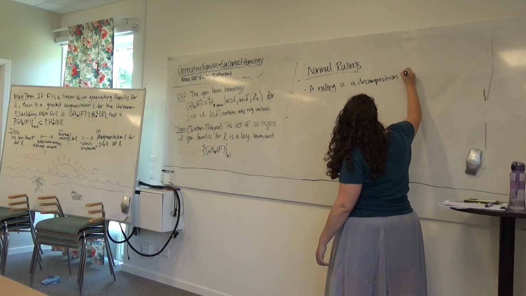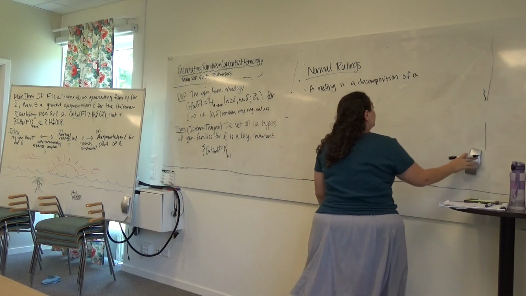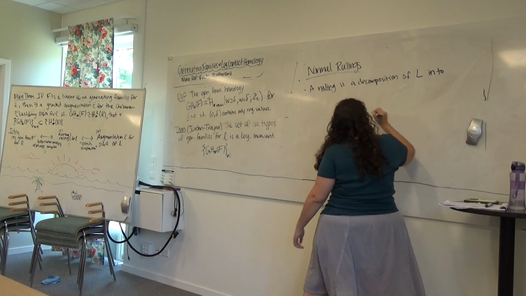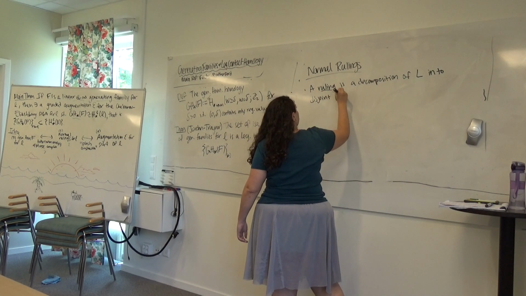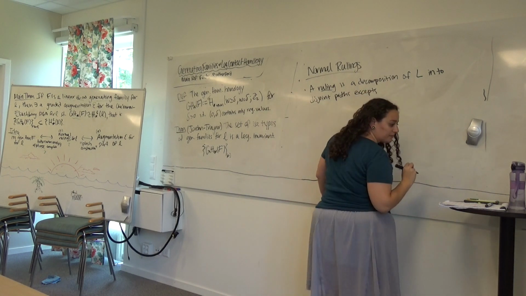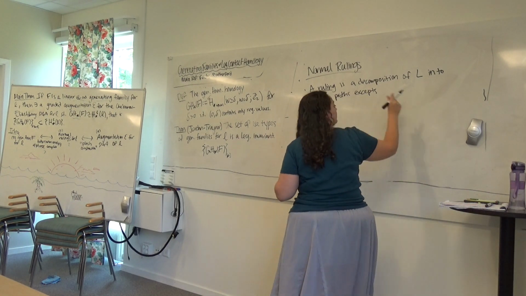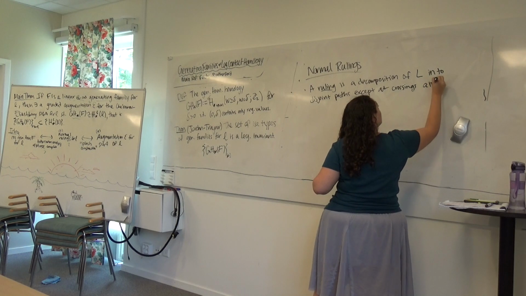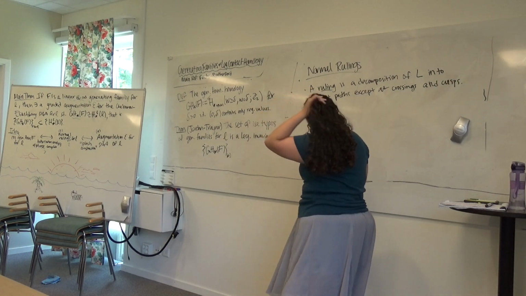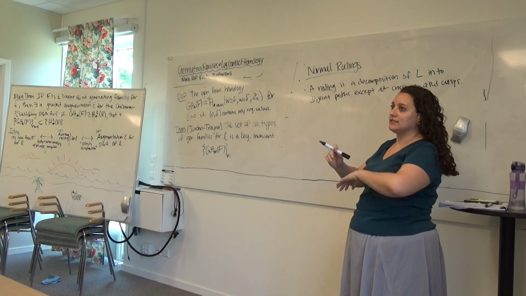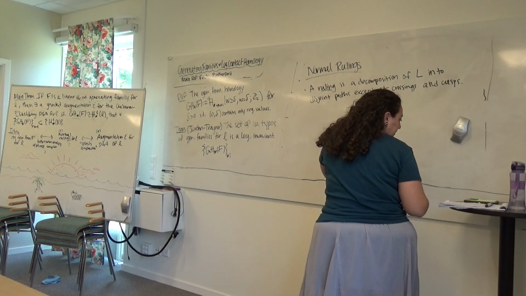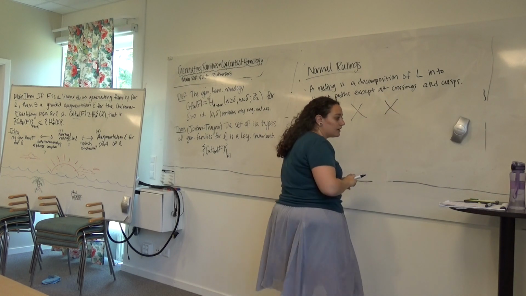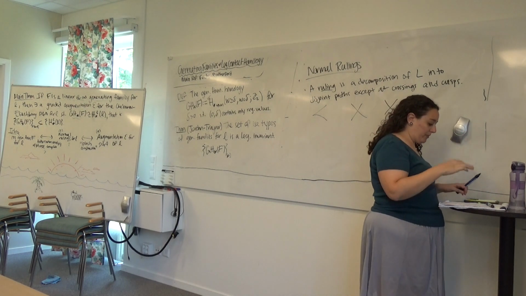A ruling is a decomposition of a front diagram, which I'll call L. We take a front diagram and decompose it into paths that don't meet except at cusps and crossings, and you can color code the parts.